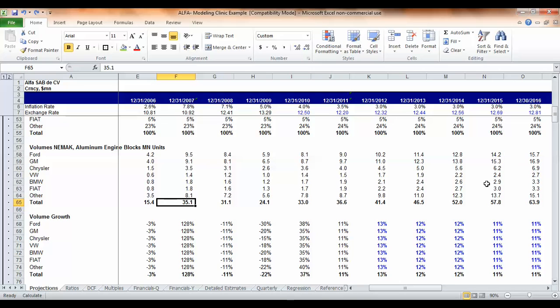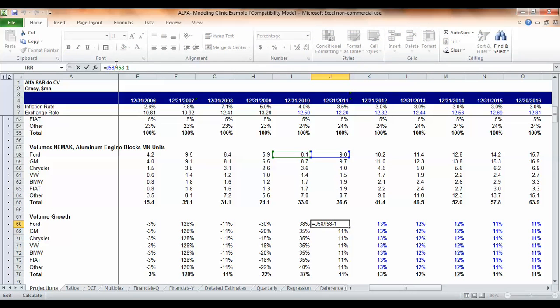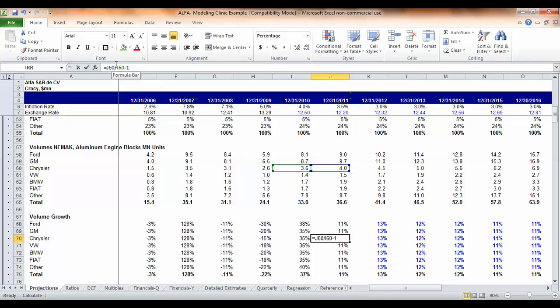We have the historical volumes. We translate those volumes into growth rates, and then we take the growth rate as a key driver to calculate future expected volumes for each of those OEMs. We add the totals, and then we calculate the total volumes for the auto parts business unit.